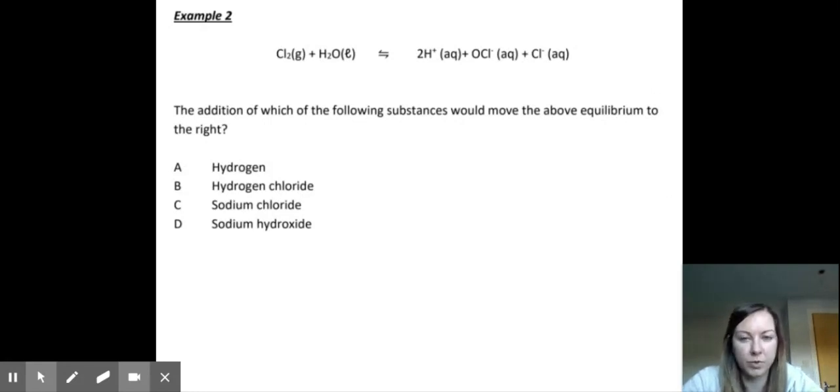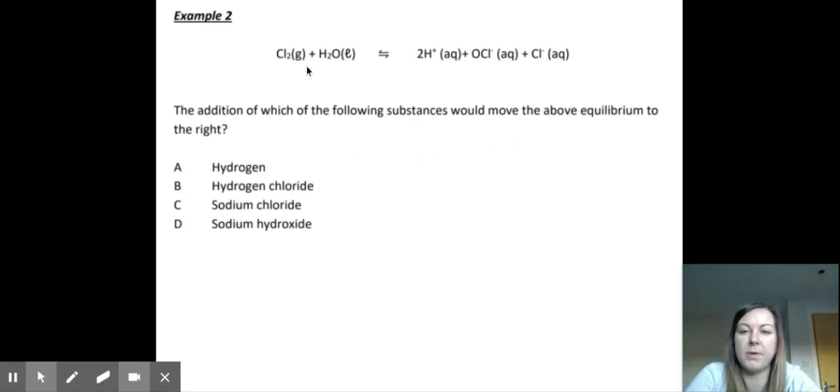Let's try an example. I'll read through the example, and then you pause the video, and then we'll go through the answer. I want you to try it yourself. So the addition of which of the following substances would move the equilibrium above to the right? So we have 4 substances here, and we want to know which one, if added to this equilibrium, will shift it towards the products. So pause the video now, have a think, choose an answer, and then we'll go over the answer.